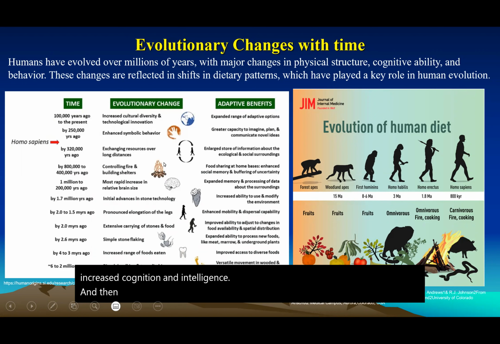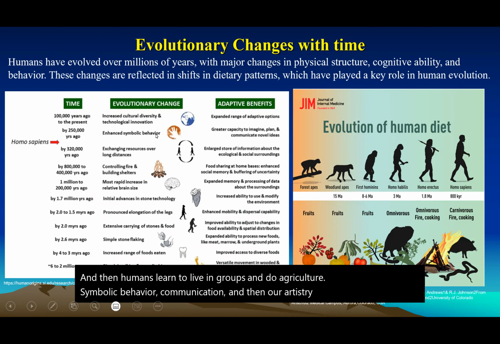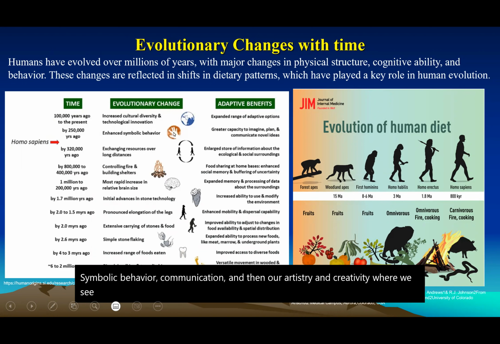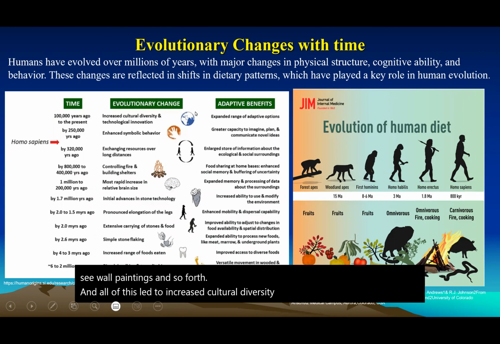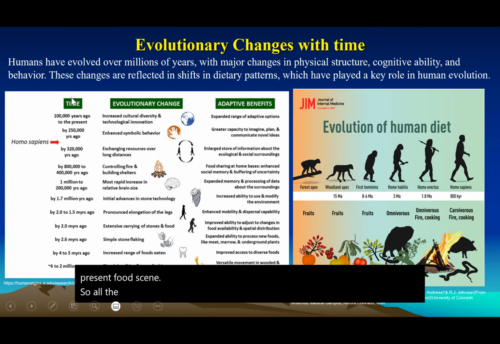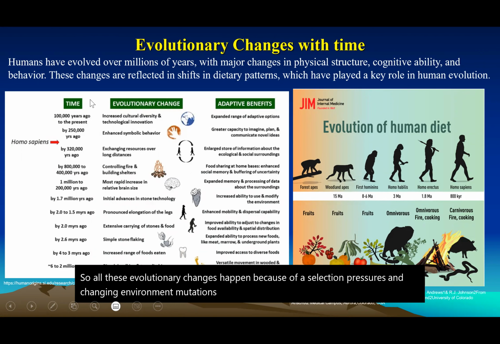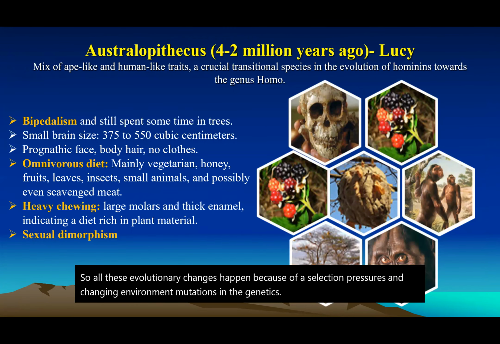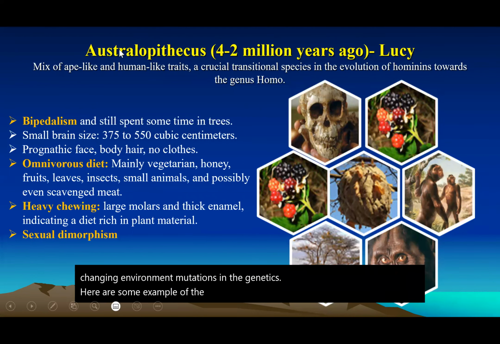And then humans learn to live in groups and do agriculture, symbolic behavior, communication, and then artistry and creativity, where we see wall paintings and so forth. And all of this led to increased cultural diversity and innovation that we see in our present food scene. So all these evolutionary changes happen because of selection pressures and changing environment, mutations in the genetics. Here are some examples of the major landmarks.